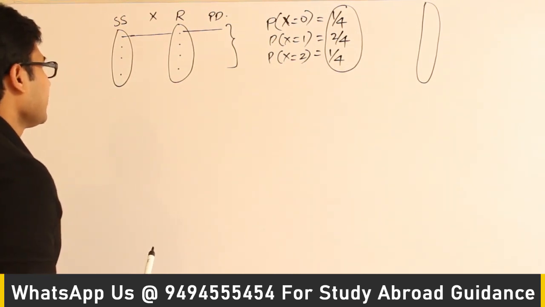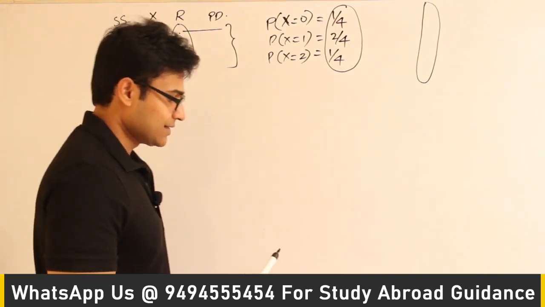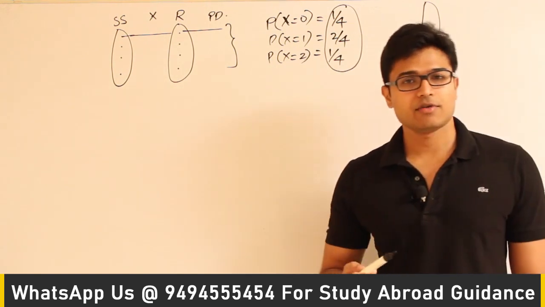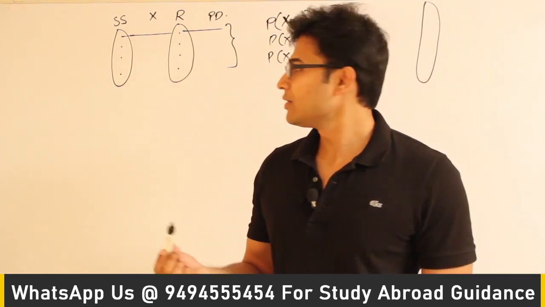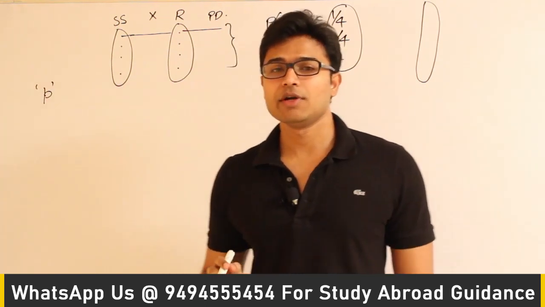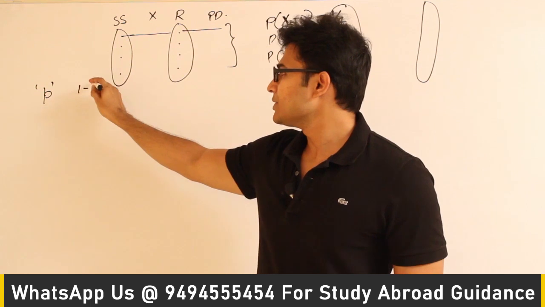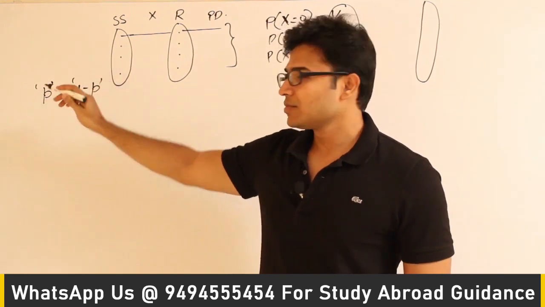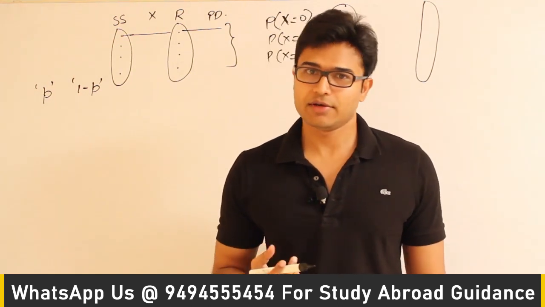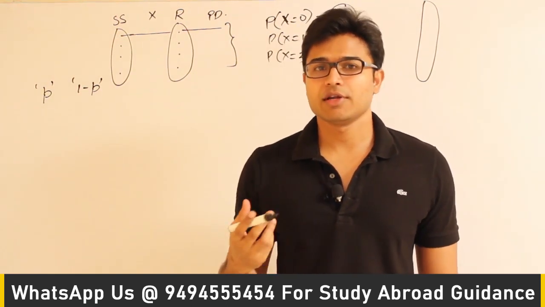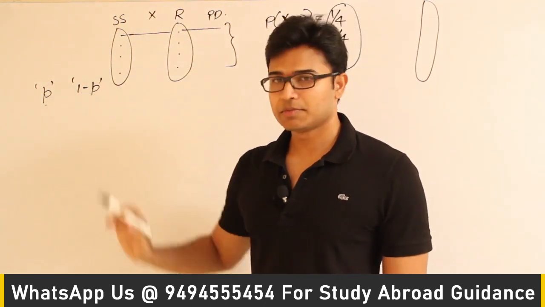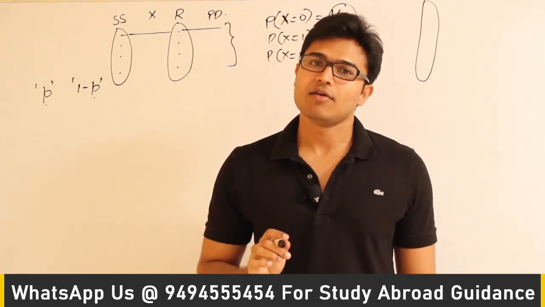Now let us say we are conducting an experiment in which I'll be flipping a coin, and the probability of getting a head is P. Then the probability of getting a tail will be 1 minus P. If P happens to be 0.5, then the coin is fair. If P is not 0.5, then the coin is unfair. But we need not worry about what type of coin it is. The probability of getting a head is P and the probability of getting a tail is 1 minus P.